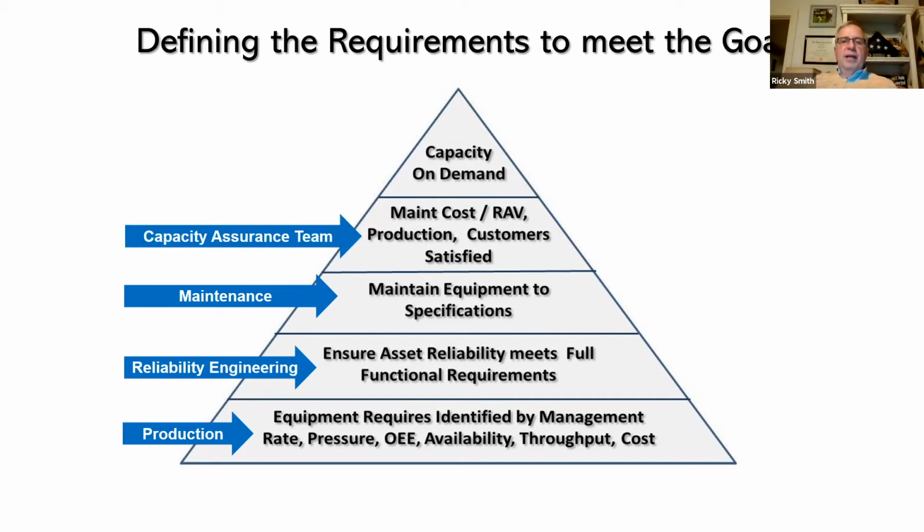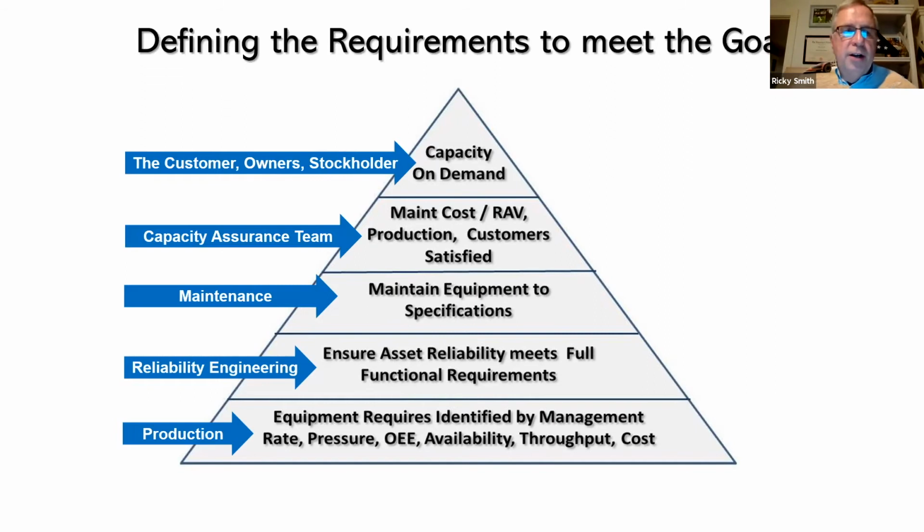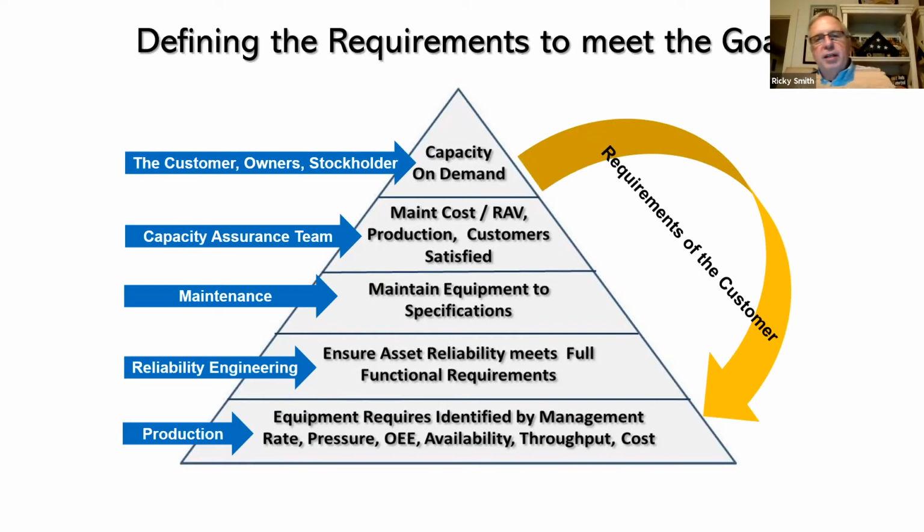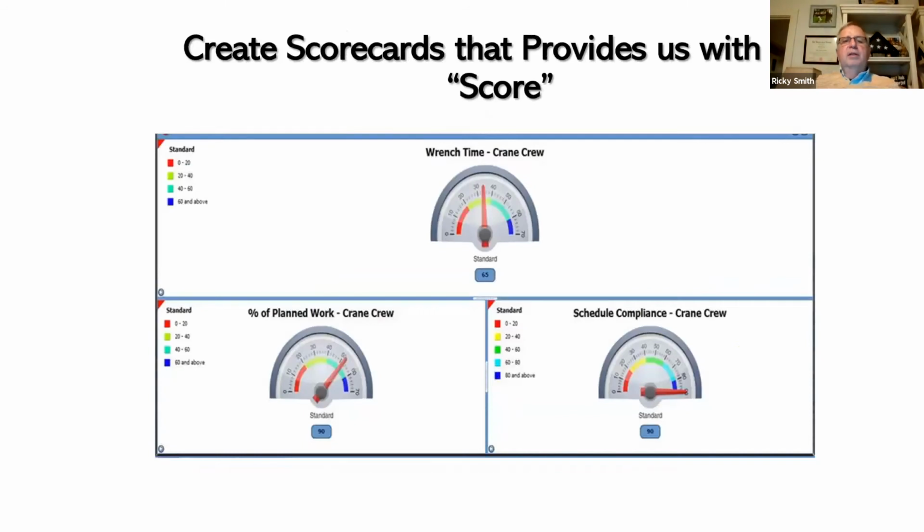Capacity assurance team, maintenance cost as a percentage of replacement asset value, production, what's their rate? And we want to satisfy the customers. Our customer really is production. And this capacity on demand was coined by John Day, who was the creator of world-class maintenance at Alcoa Mount Holly. And we want to satisfy the stockholders. Who owns the company? We want to make them as rich as we can and as happy as we can, because then I get to keep my job, okay? And the requirements of the customer go all the way back, start over again. We have to meet the requirements of it.